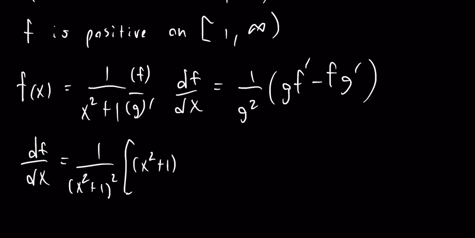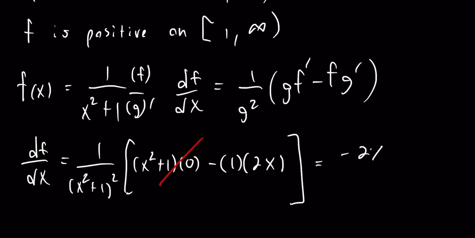F prime, well, the derivative of 1 is 0. And minus f, which is 1, times g prime; the derivative of x squared plus 1 is just 2x. So we could see some cancellation here. We have negative 2x over x squared plus 1 squared. But this is clearly less than 0, so it's decreasing. So we have everything we need.